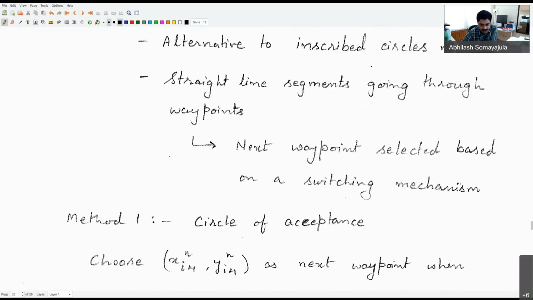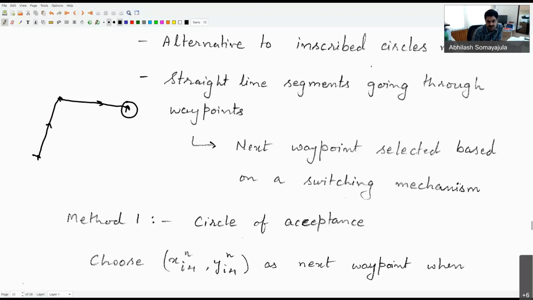And here there are a couple of methods to do it. The straight line segments go through the waypoints, and we select a so-called next waypoint based on a switching mechanism. So when we complete the motion from one waypoint to the other, and then we specify the next waypoint, there is a switching happening. So let's say that I have 3 waypoints here, say like this. Originally I'm going in this direction, and once I have reached there, a switch happens so that my next waypoint becomes this.